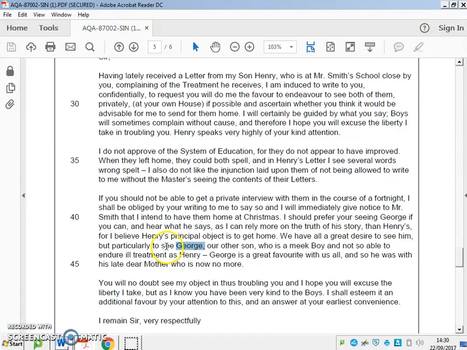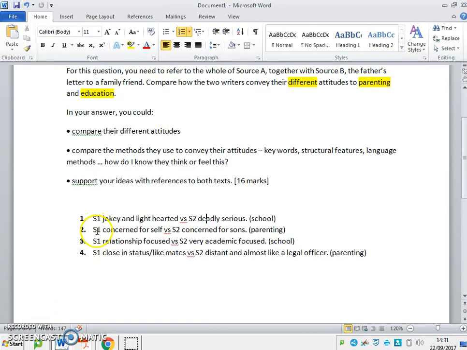And so what you have here is a definite contrast in who they're concerned about. In one, the child is safe, in terms of parenting, and in the other one, the children are in danger. So in this one, it's embarrassment, it's less serious, and in this one, he's probably worried about what's happening to his sons.